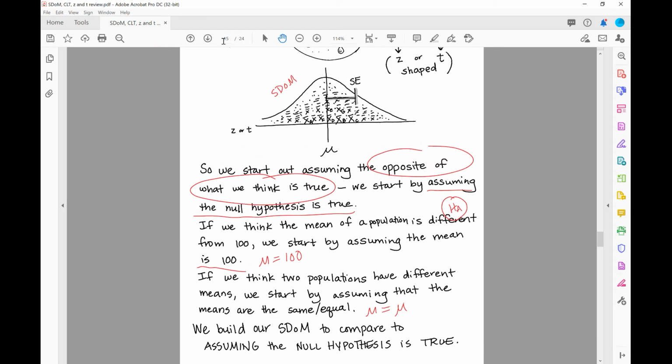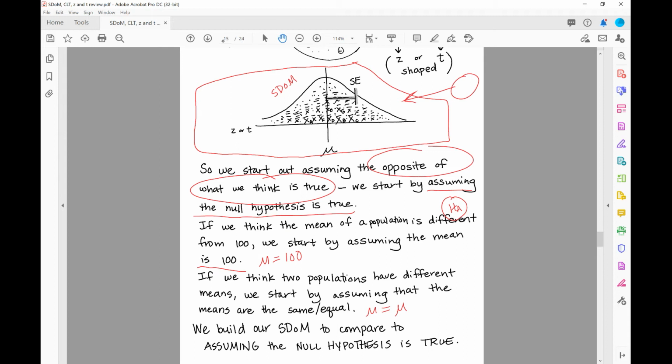So when we build this SDoM model, because again, we don't have to really make an SDoM by taking all these samples. We know enough about how they work to be able to put the model together. When we build this model, we're building it to compare to, right? We want to compare to the SDoM assuming the null hypothesis is true.